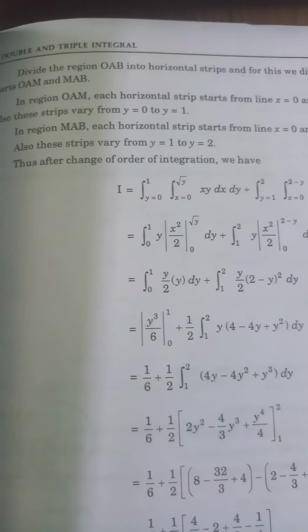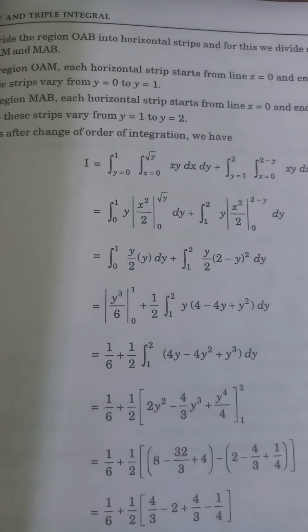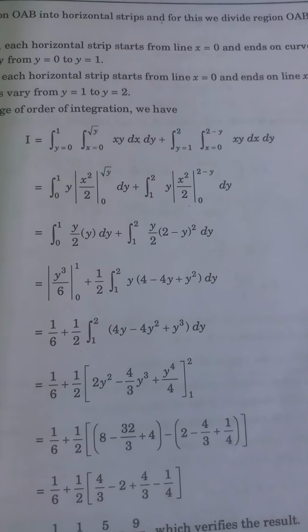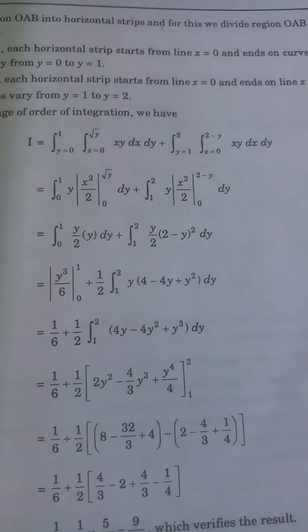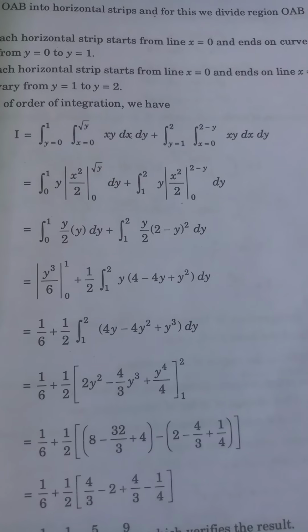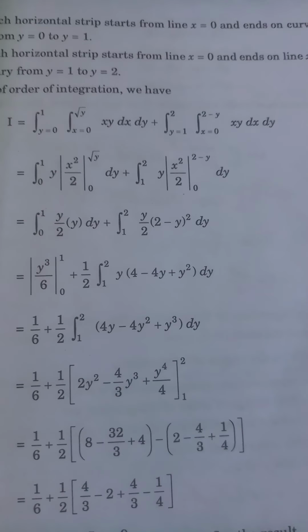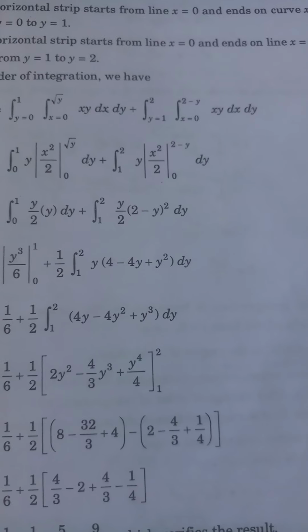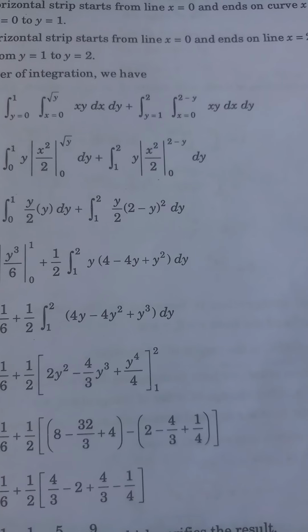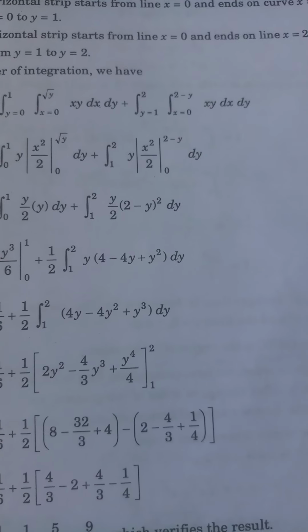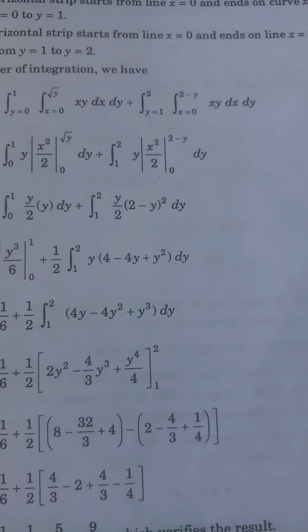Thus after change of order of integration we have integral y equal to 0 to y equal to 1 and x equal to 0 to under root y, xy dx dy, plus integral y equal to 1 to 2, x equal to 0 to 2 minus y, xy dx dy.